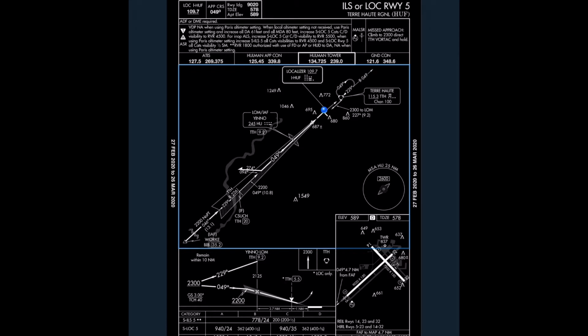So ADF and DME is required for this approach, obviously, as shown here in our approach plate notes, due to the fact that we do have a VDP for the localizer approach, which we'll talk about in a second, which is only identifiable through the Terre Haute VOR or DME distance away from it. So next thing we'll take a look at is the approach plate notes.